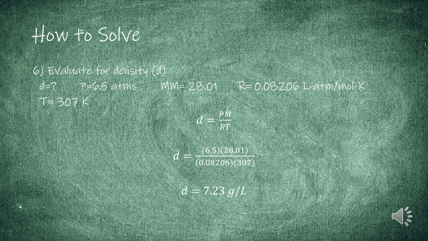Hopefully you have that formula still somewhere around you, and if not, I have provided it here again. Remember, the formula is d is equal to PM over RT. All you need to do now is simple algebra, plug in your numbers and solve. After you plug in everything and do the calculations, your density should come out to 7.23 grams per liter.